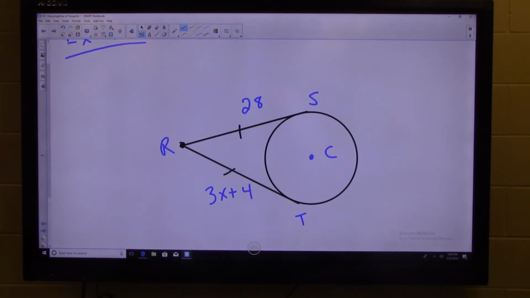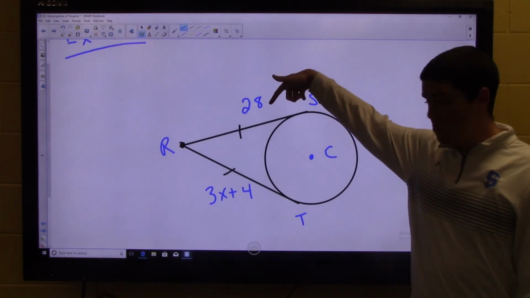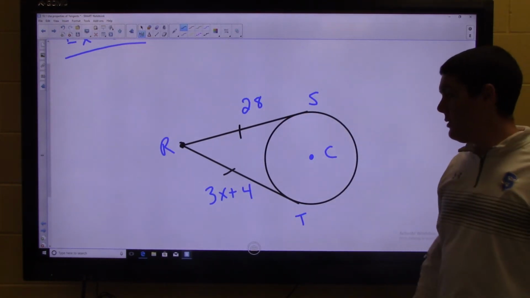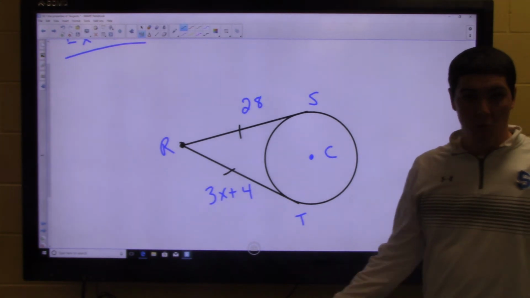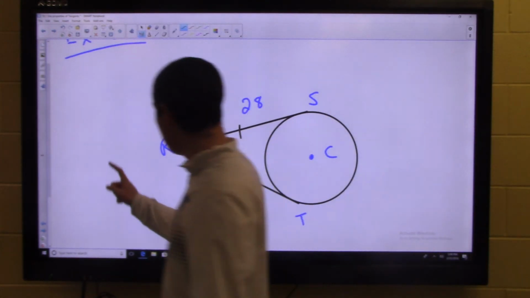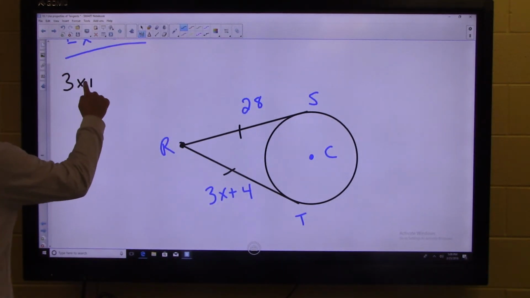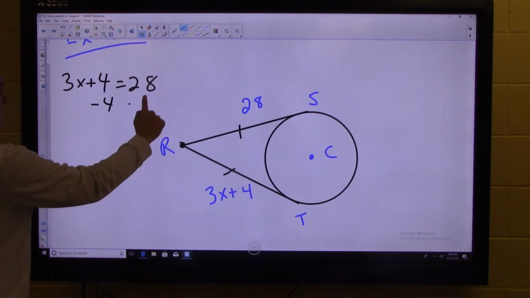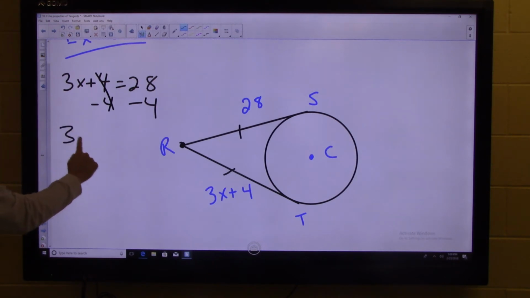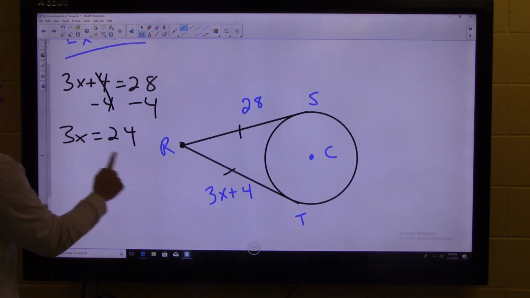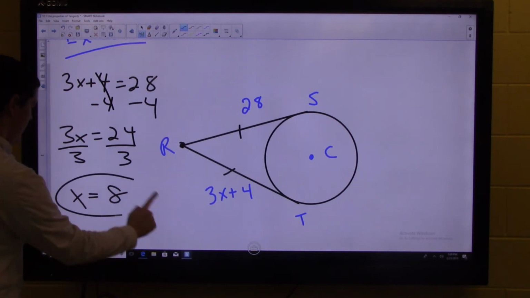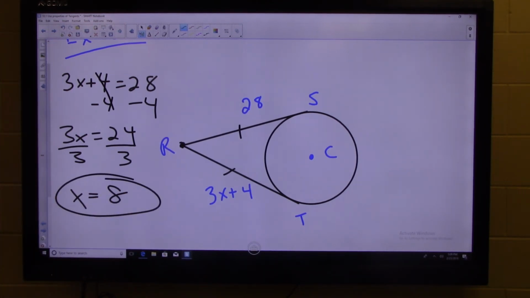So now if you know those two are congruent, all you've got to do, well, if that's 28, this is 3x plus 4. In order to solve for x, all you've got to do is set those equal. Right, so it's going to be 3x plus 4. It's going to equal 28. I'm going to subtract 4 from both sides. Those cancel. 3x equals 24. Then divide by 3. X is going to equal 8. There you go. So x is equal to 8.